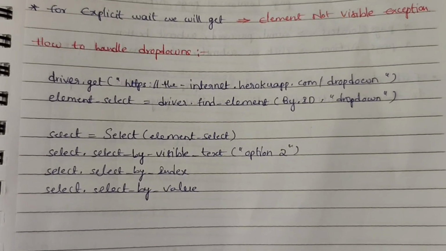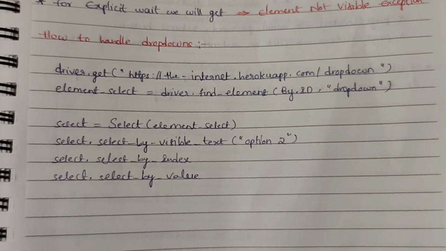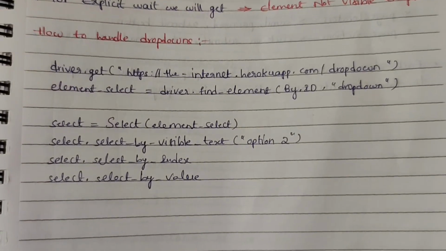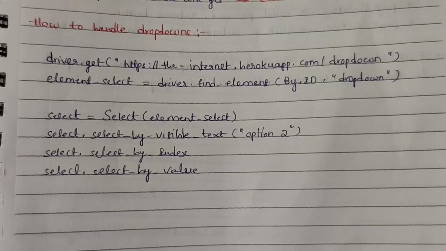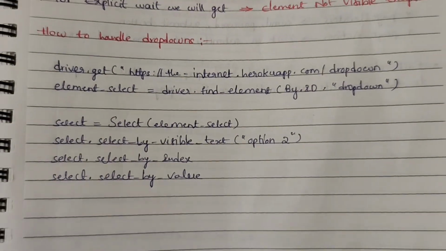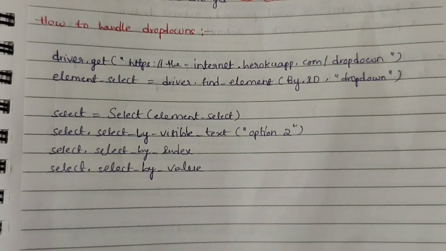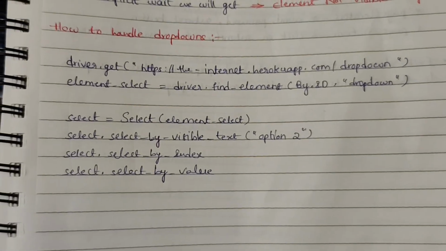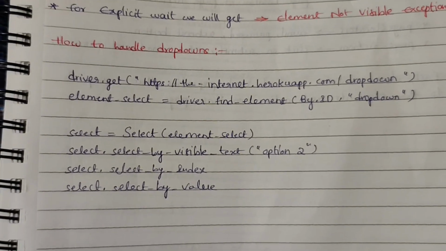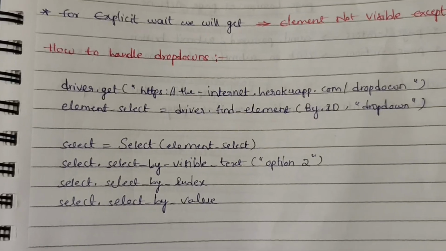First we have to open the application, driver.get. Then we have to find the locator, driver.find_element by id. So this is the dropdown locator we have to find, that is, we have to store in element. Okay, so next we have to use the Select class.